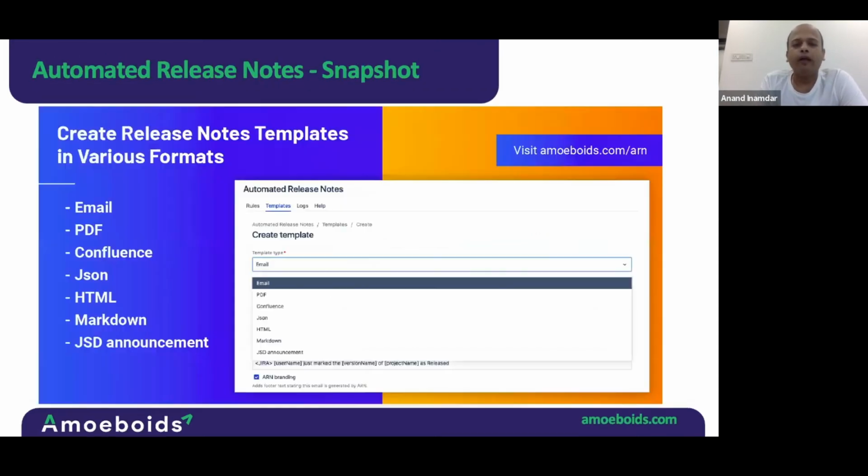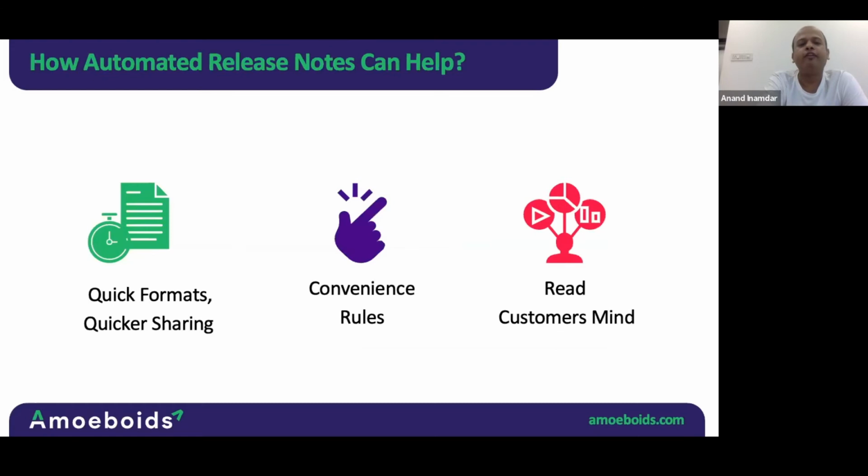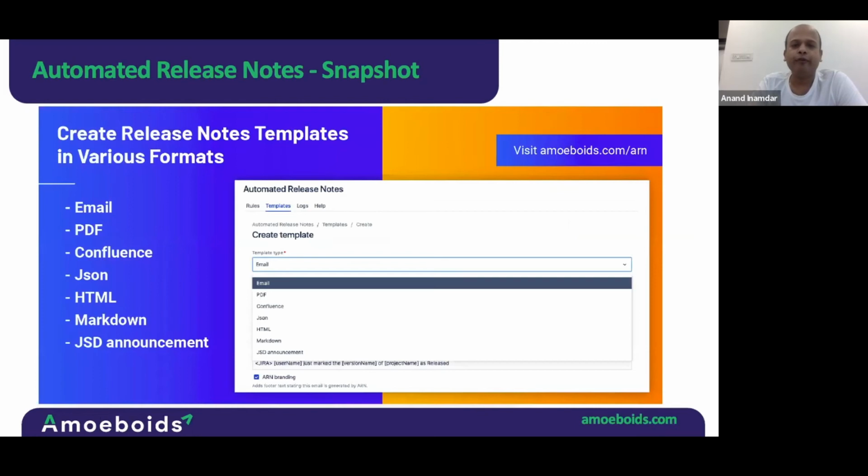Now, skipping to this one, obviously there are different formats. Like I mentioned, there are rules, and then you have the ability to take the release notes directly to your customers, that is within your apps themselves. So we'll go to the screenshots and I'll explain a few things here. So here you'll see you can generate release notes in these many formats. All of these are just templates: email, PDF, Confluence, JSON, HTML, Markdown. Whatever your use case, majority of them are already addressed.